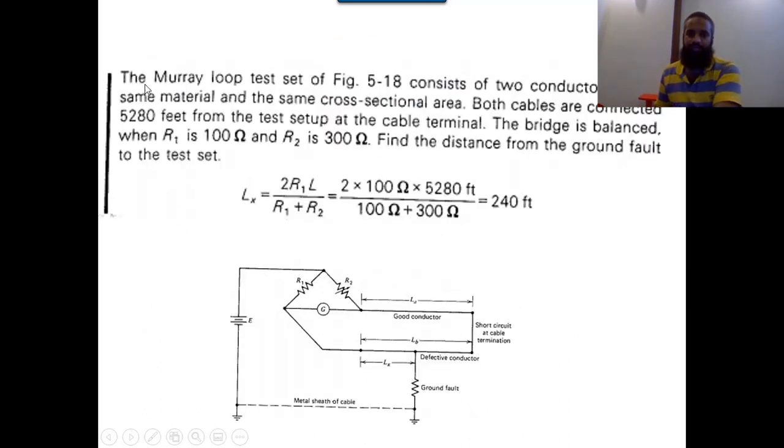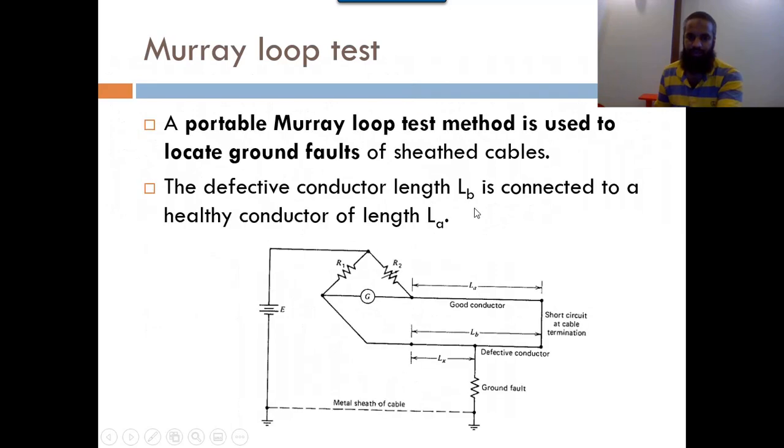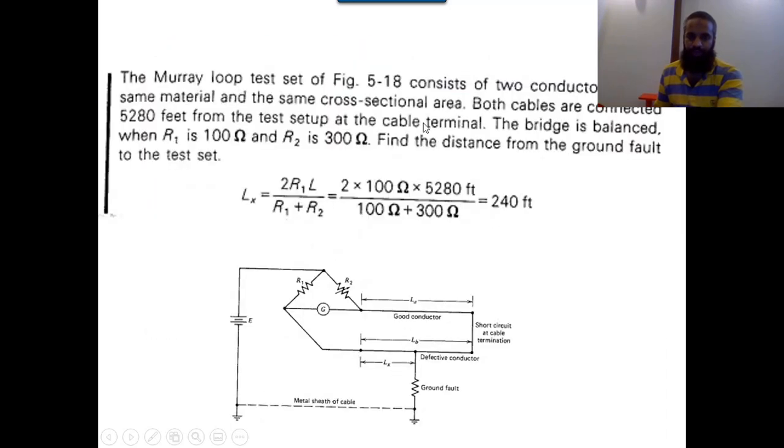So this is an example, the Murray loop test set in figure 5.18. This is the figure. It consists of two conductors of the same material and same cross-sectional area. Both cables are connected at 5,280 feet from the test setup at the cable terminal. The bridge is balanced when R1 is 100 ohm and R2 is 300 ohm. Find the distance from the ground fault to the test setup.